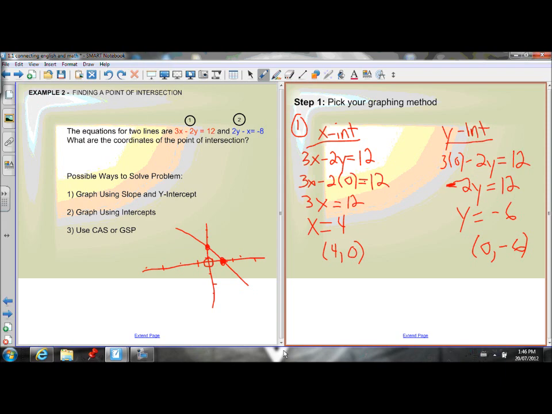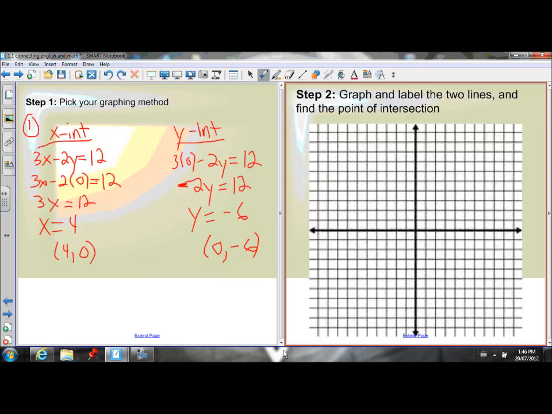So I could now graph my first line here. Let's go ahead and do that. I know it crosses the x-axis at 4. 1, 2, 3, 4. So at (4, 0), there's my x-intercept. And I also know it crosses the y-axis at negative 6. So at (0, negative 6), 1, 2, 3, 4, 5, 6. There's my y-intercept. I can connect those 2 points with a nice straight line, and that will tell me what that line will look like.